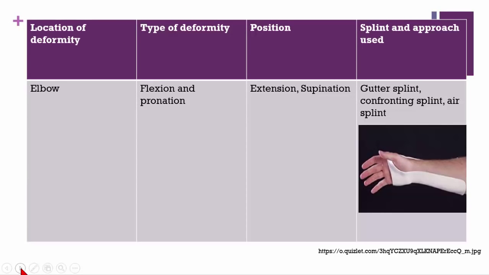Let's have a look for elbow deformities. For the elbow, the patient is having flexion and pronation deformity, so we will keep their hand in extension and supination. For that we use the gutter splint, conforming splint, or air splint.